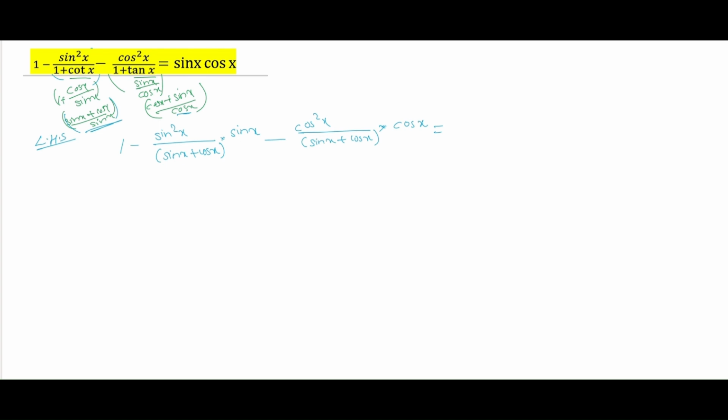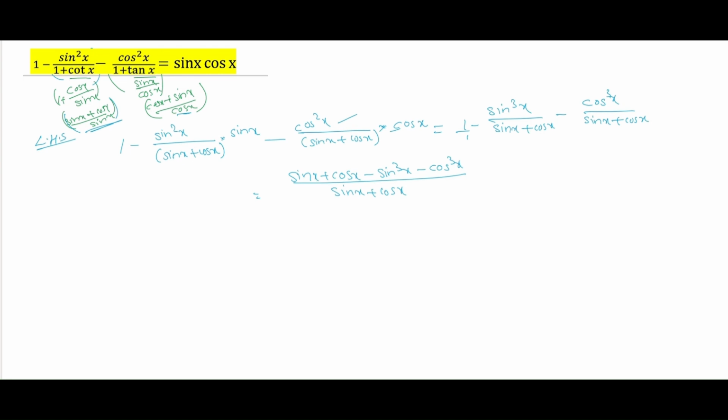Now this is like 1 minus sine cube x upon sine x plus cos x minus this cos square into cos x, that is cos cube x upon sin x plus cos x. Now let's take the LCM. Come sin x plus cos x minus sin cube x minus cos cube x upon sin x plus cos x.